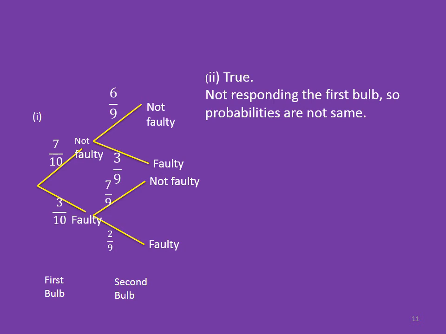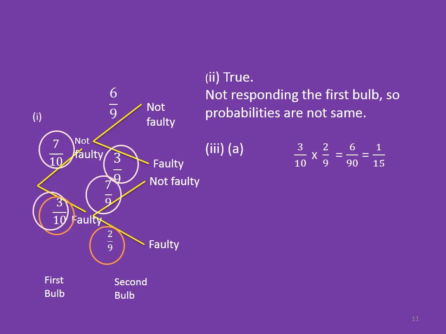Part A, both bulbs being faulty. First bulb faulty and second bulb faulty. You can take the probabilities by multiplying. Multiply 3 over 10 by 2 over 9 equals 3 times 2, 6, 10 times 9, 90 is equal to 1 over 15.